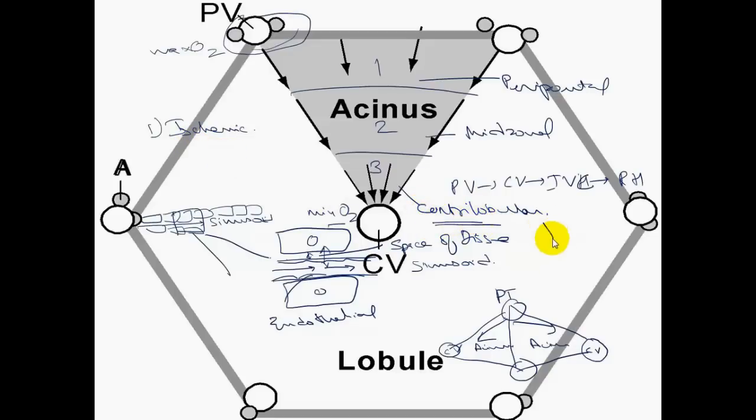Let's see if somebody has congestion, because of right heart failure, there is failure of the right heart and there is congestion within the central vein.